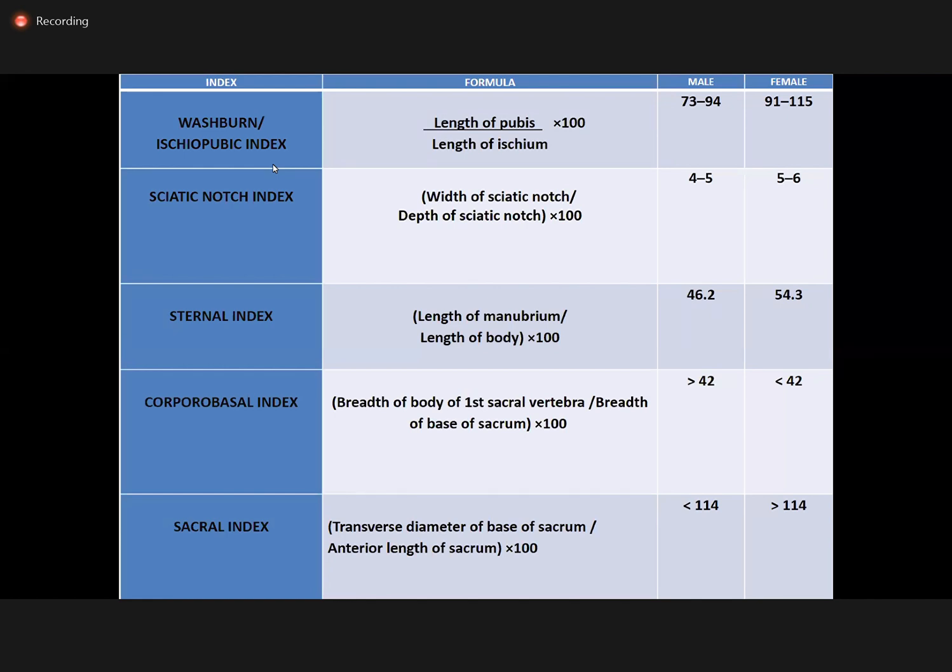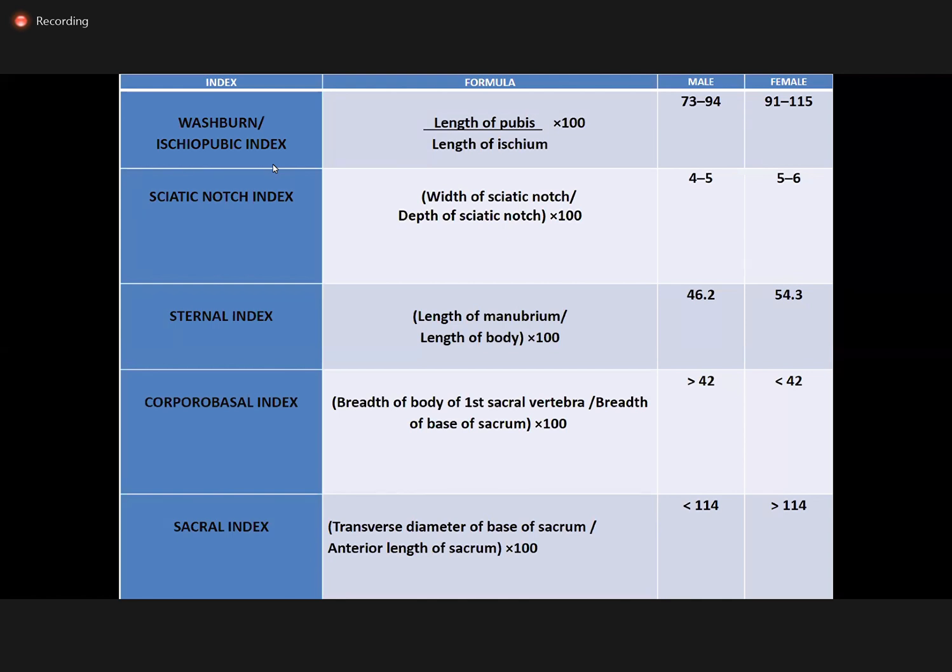The corporo-basal index is calculated by the breadth of the body of the first sacral vertebra divided by the breadth of the base of the sacrum into 100, greater than 40 in males and less than 40 in females. Lastly, the sacral index is the transverse breadth of the sacrum divided by the length of the sacrum into 100. It comes to less than 114 in males and in females, greater than 140.